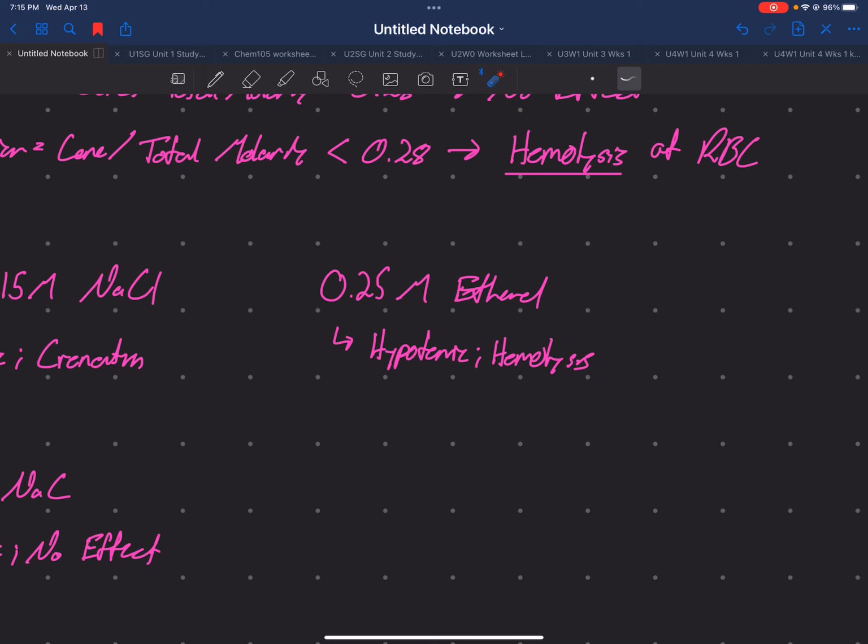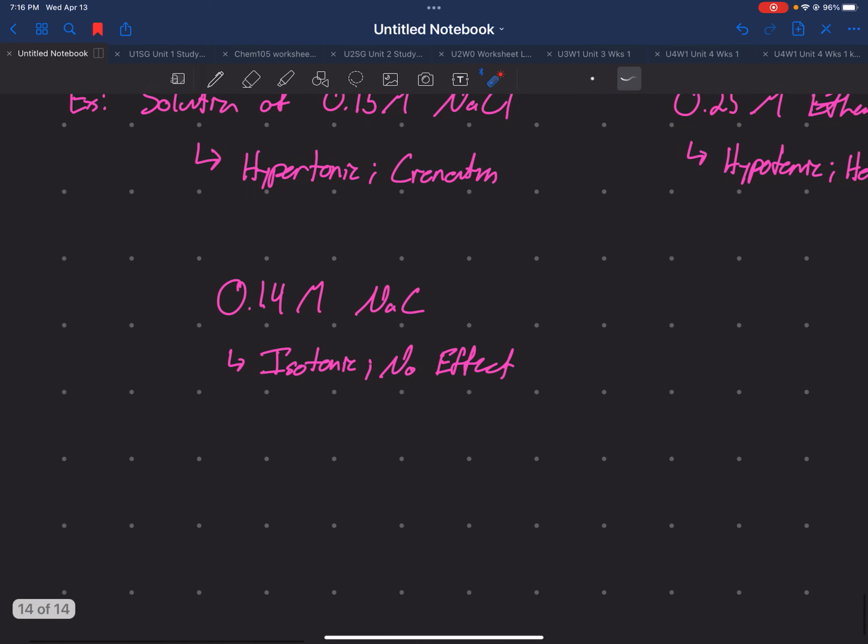Next example is 0.25 molar ethanol, so this is a non-electrolyte. So this is your final number, 0.25, and 0.25 is less than 0.28, right? So there you're going to have hypotonic and that leads to hemolysis.